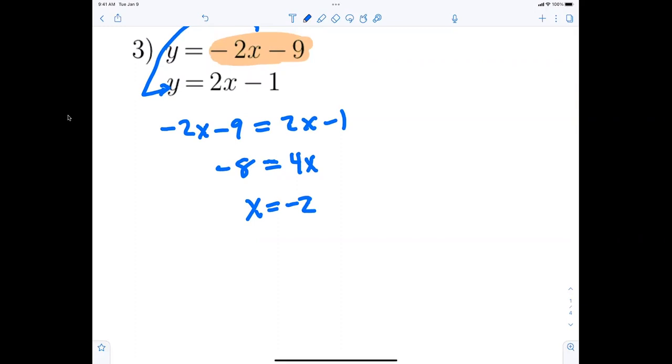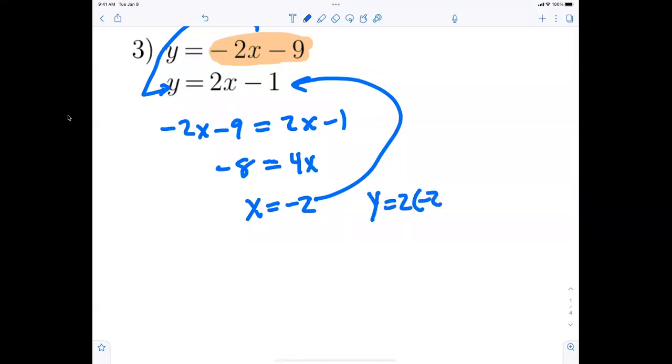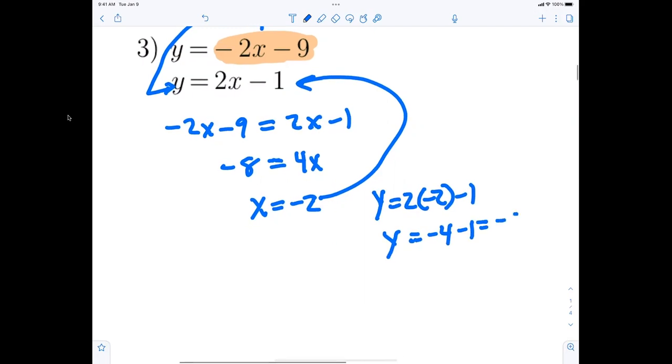And now it's just a matter of you decide. I'm going to plug it into the bottom one. So y equals 2 times -2 minus 1. Y equals -4 minus 1 equals -5. So my solution now is -2, comma, -5. So if I were to graph those two lines, they would intersect at -2, -5.